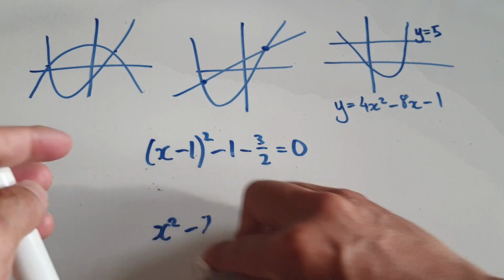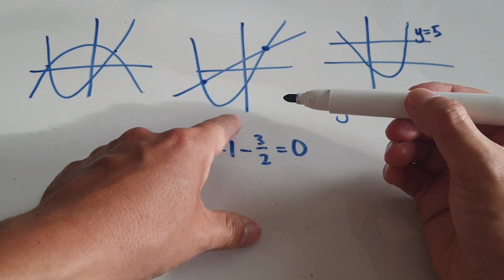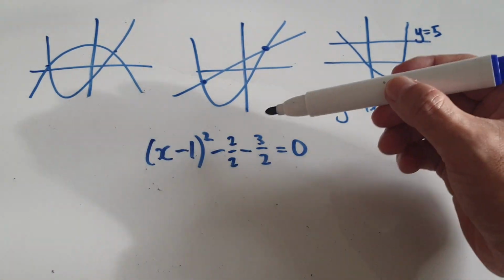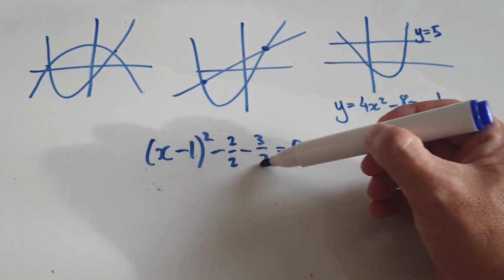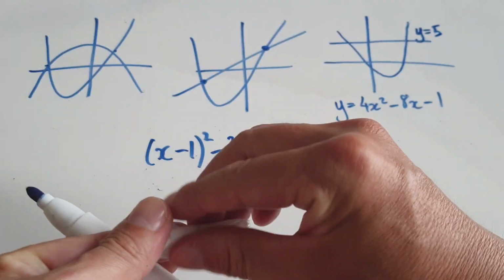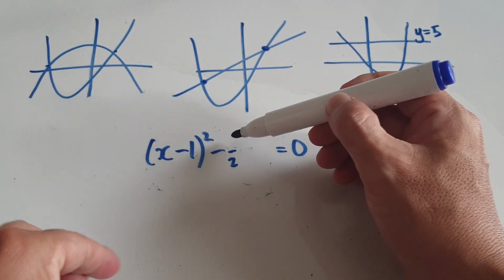So now a single number, merge them together. So imagine the 1 as 2 divided by 2, because 2 divided by 2 is the number 1. Now that the two denominators are the same, minus 2 take away 3, that would be minus 5. That would be minus 5 over 2.